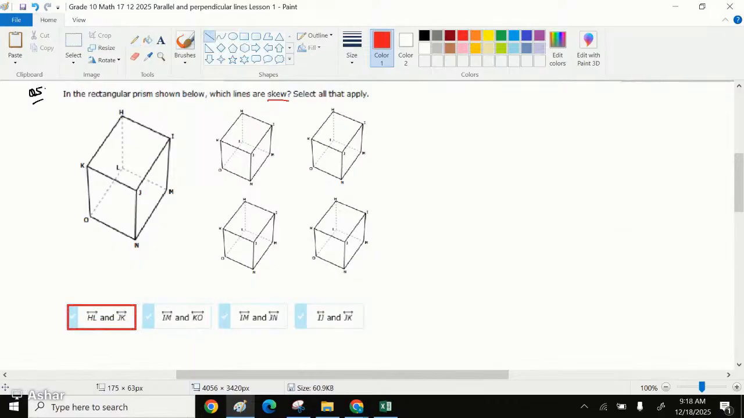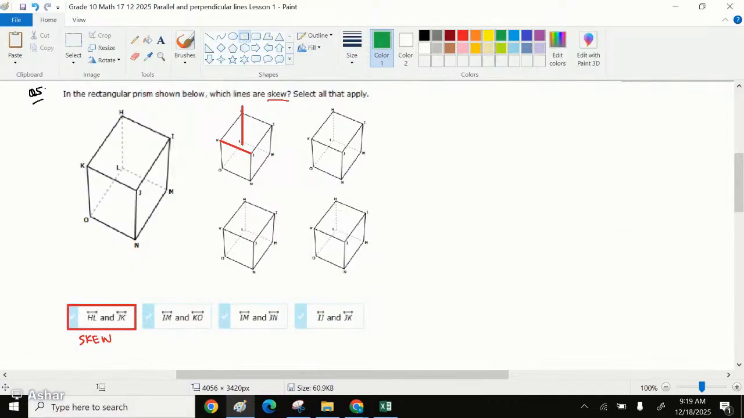Let's label HL, and where is JK? This is JK. So these two lines are in different planes. These two lines are not intersecting, not parallel. That means they are skew lines. Okay.